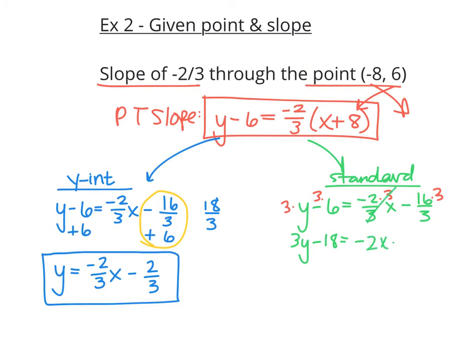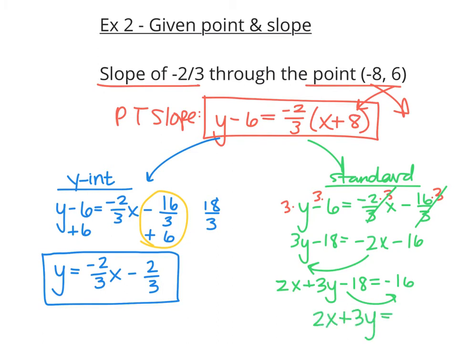right? Those 3's canceled, minus 16. They canceled there too. And now I just need x and y on the same side. So I'm going to move this -2x over. That's going to give me positive 2x plus 3y minus 18 equals negative 16, and move the negative 18 over, so add 18. So my final answer will be 2x plus 3y equals positive 2.